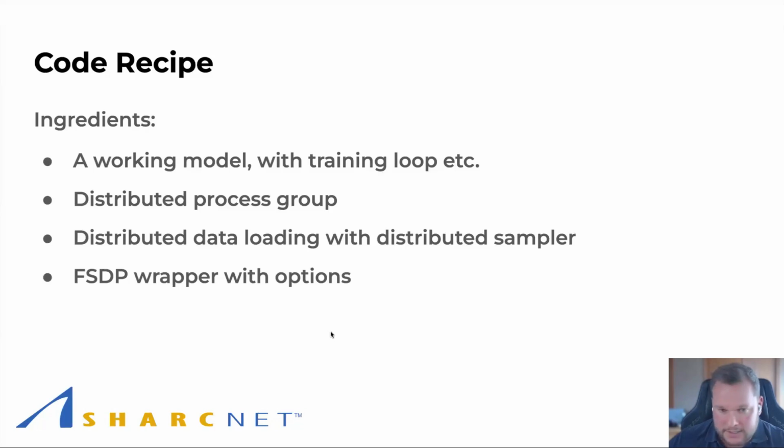And then the next thing we need is a distributed process group, which is the back end that coordinates the communication among the GPUs. Then we need to set up our distributed data loading with a distributed sampler. And then we need to add in our FSDP wrapper with options. So coming from a working model with a training loop and all that set up, these three, distributed process group, distributed data loading with a distributed sampler, and an FSDP wrapper are the only real code modifications that you have to make. And we'll work through each of these step by step.